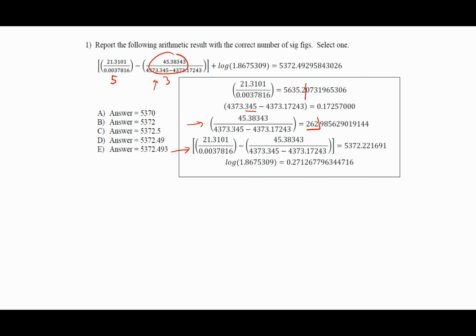So right there. And then when I subtract those, now I'm going to add a logarithm to it, and that thing has 1, 2, 3, 4, 5, 6, 7, 8 sig figs. So the logarithm will have 8 sig figs, or 8 decimal places. When I add those together, this ones place still wins. So the answer will be B.